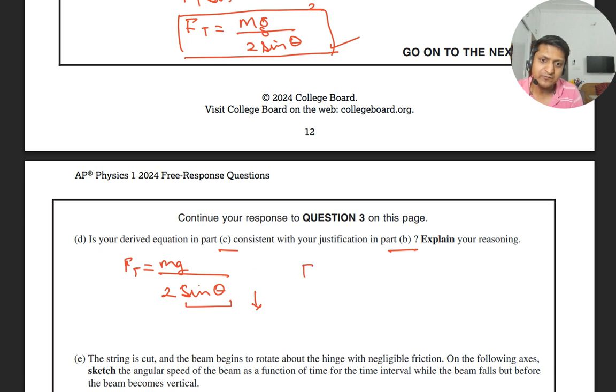So Ft2 would be greater than Ft1 because theta 2 is smaller than theta 1. Theta is decreasing, sine theta is decreasing, the denominator is decreasing, the numerator will increase. So you can just write it in your own language.